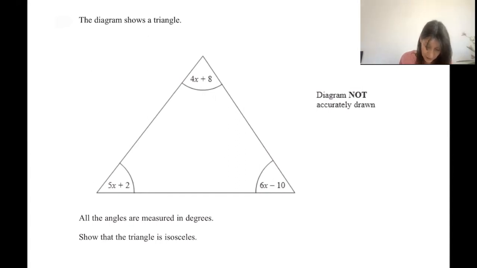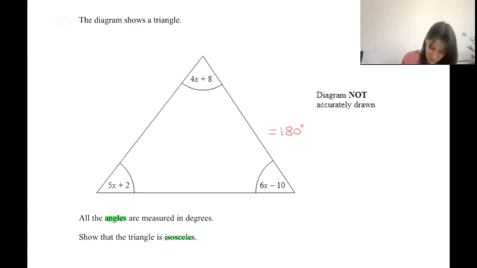Okay, so looking at this, this is a question about the angles. Now, I don't know what the angles are. They're given to me in algebra, but what I do know is that the angles in a triangle will always add up to 180 degrees. So I would get that piece of information down straight away. I need to show that the triangle is isosceles. So another key word here, and I need to be thinking, okay, what does that mean?